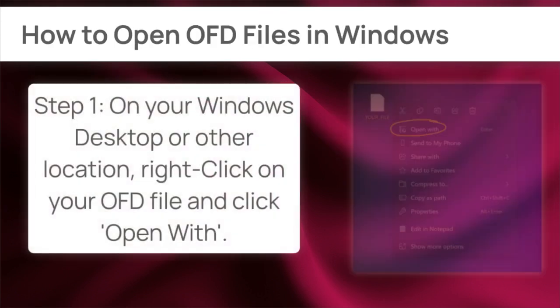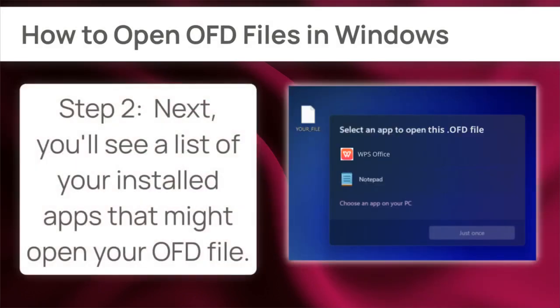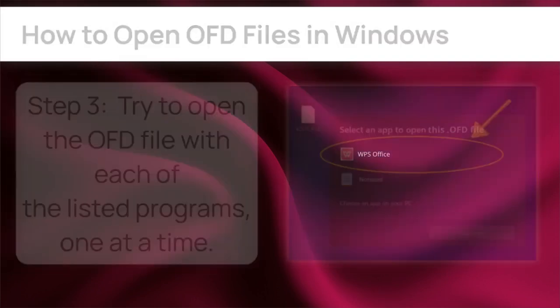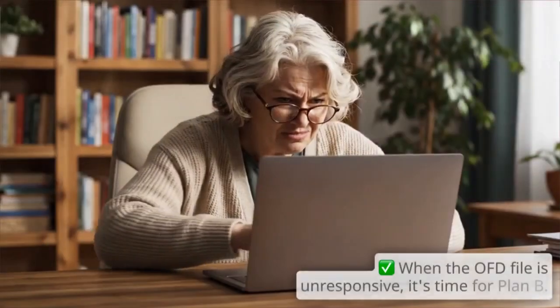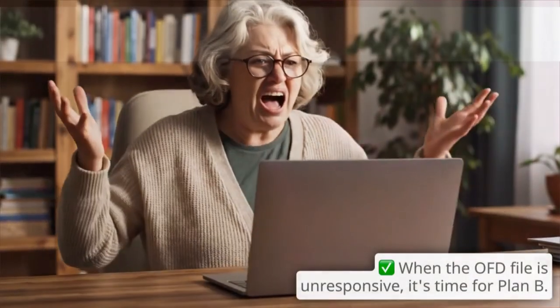Let's check the compatibility pool. Right-click the OFD file and choose Open With. If WPS Office is on your system, that is your primary test. If that fails, move to the next app. A bit of persistence pays off. If your OFD file is not opening yet, that is normal. The OFD file is more stubborn than we thought. We're moving into the next phase with the 3 essential steps to unlock it.